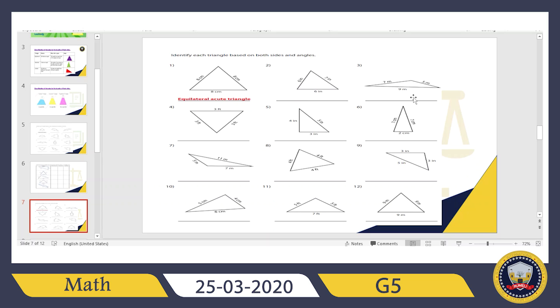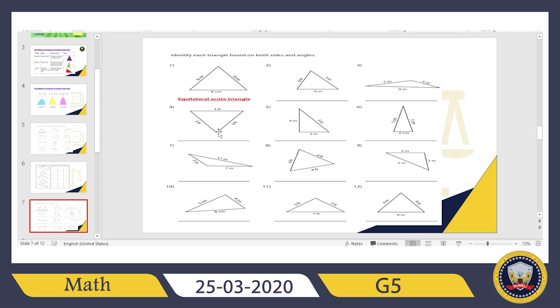Isosceles triangle. Bravo. So here, the third one: the first side is 5 meters, the second side 7 meters, and the third side is 9 meters. All the sides are different in their length. So I call this type of triangle a scalene triangle, right? Scalene triangle. Let's move to number 4.